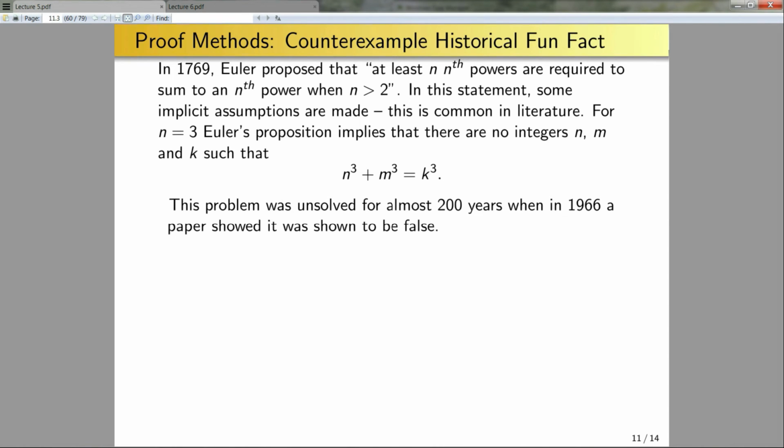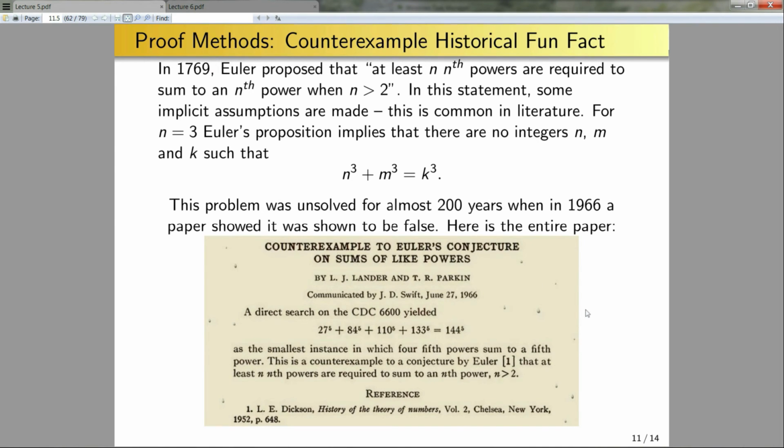Okay, so this problem was unsolved for almost 200 years, when in 1966, a paper showed that this statement was in fact false. So now, a 200-year-old unsolved problem. You would think that the people who showed that this was false would have some new mathematics or some deep philosophical idea behind the sum of nth powers. Well, here's the entire paper. Counterexamples to Euler's conjecture. A direct search on CDC 6600, which was one of the most powerful supercomputers at the time, yielded that this equality holds.